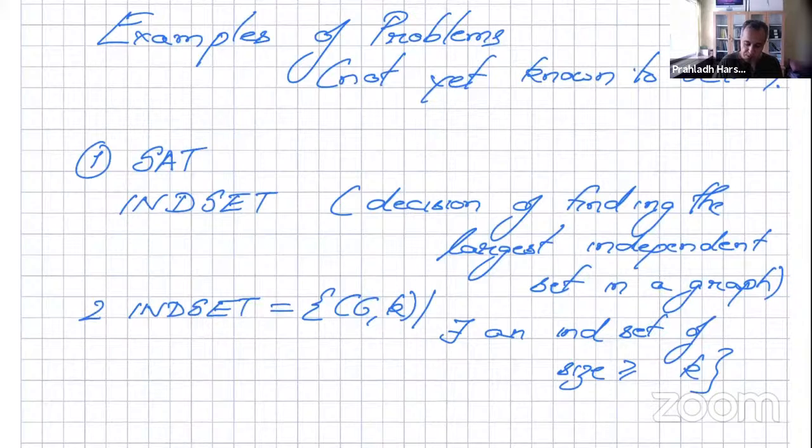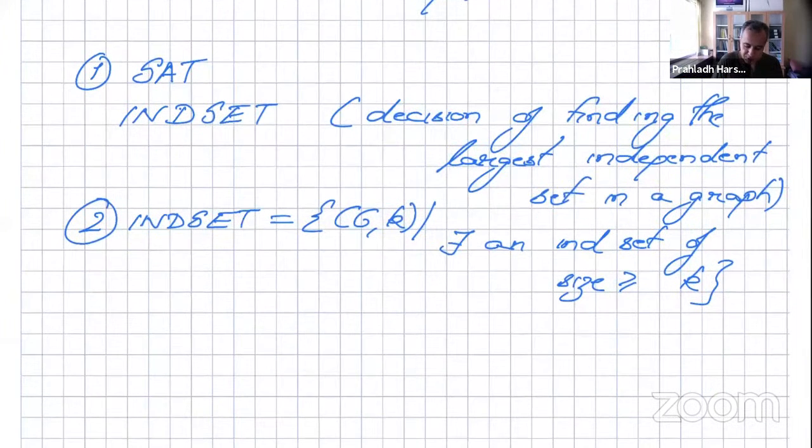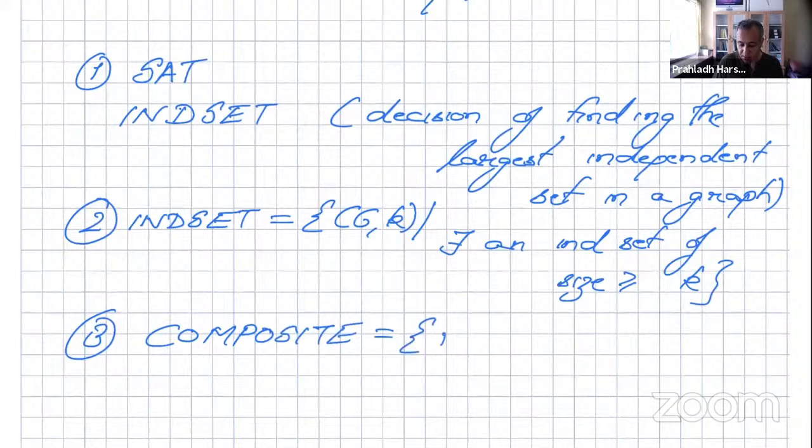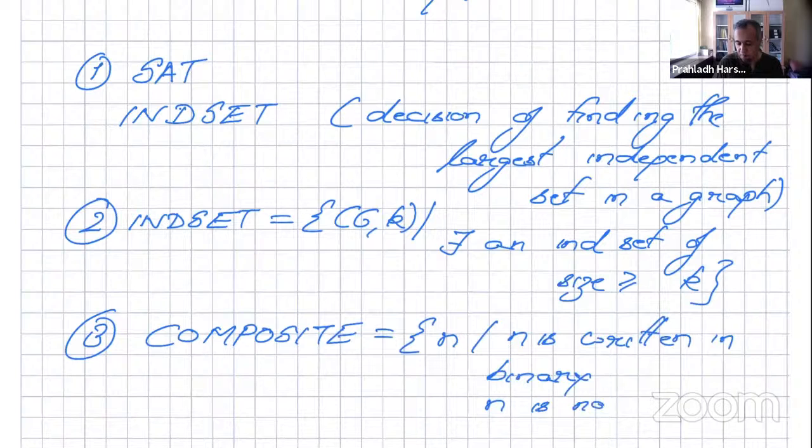Problem two: composite. I give you a number n, written in binary. The question is whether n is not prime.